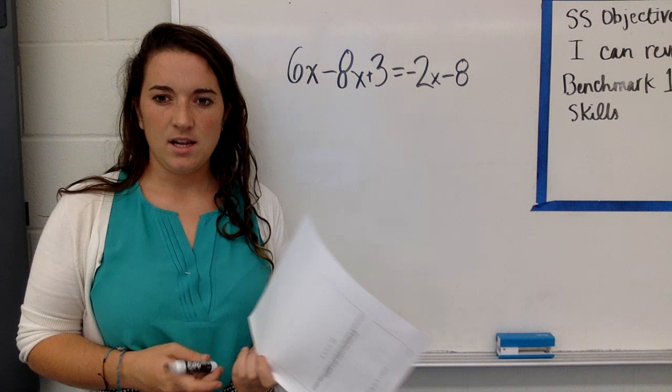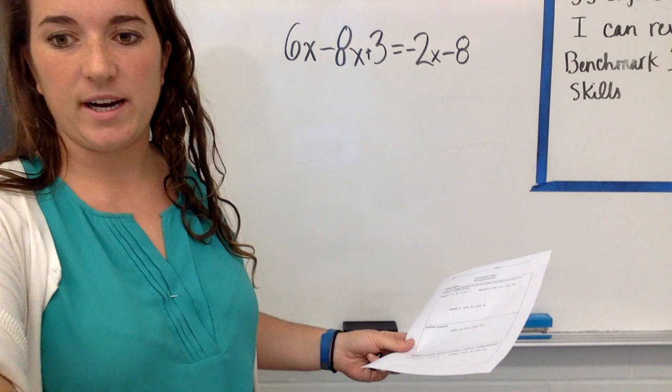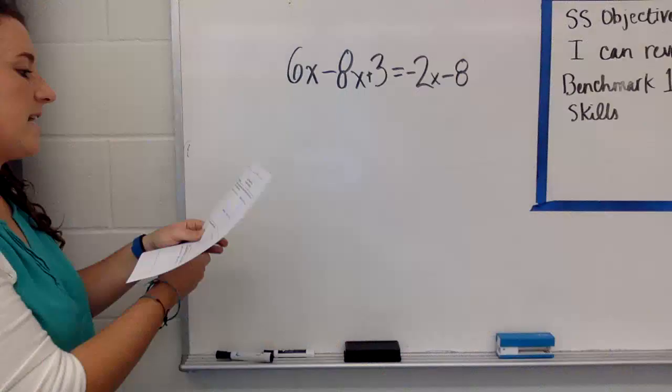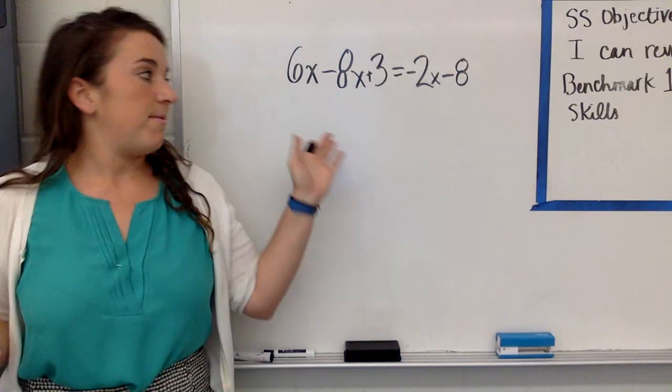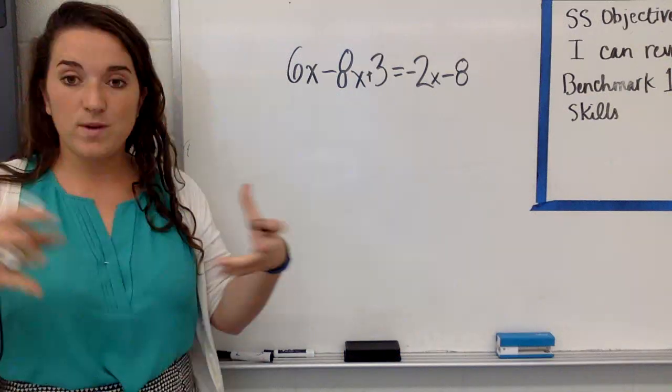Hi, grade. Today we're going to continue working through equations. The first equation is 6x minus 8x plus 3 equals negative 2x minus 8. So yesterday we did distributive property. Today we're going to work on combining like terms with the distributive properties.